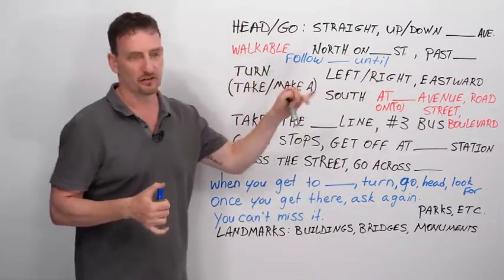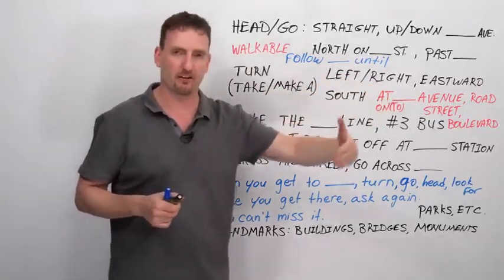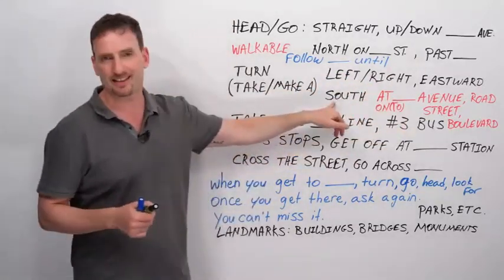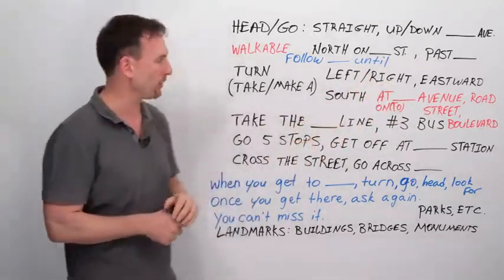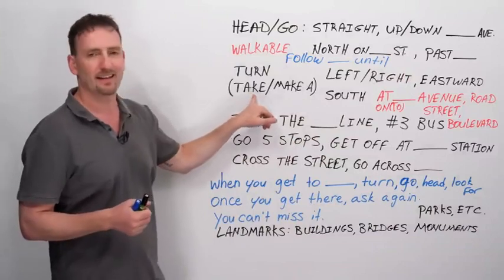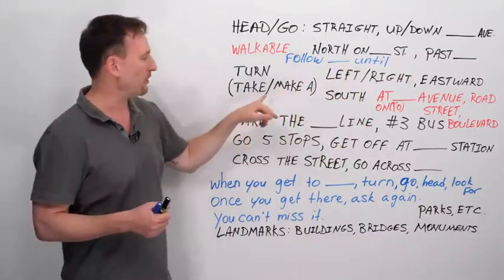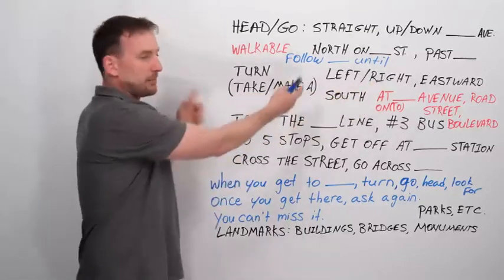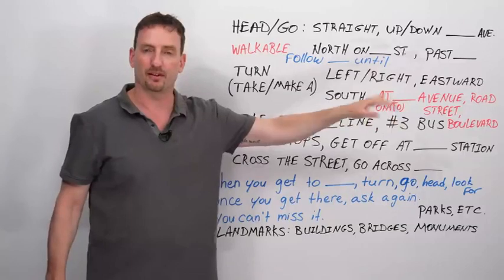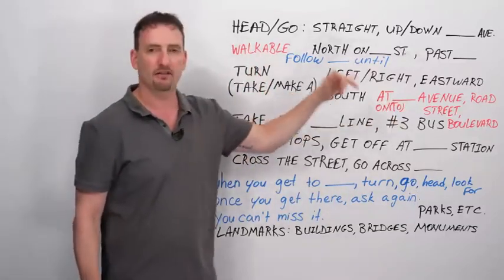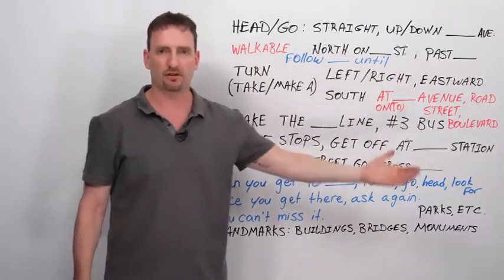Then there's turn. You can turn left, turn right, turn eastward, means in the direction of east. Turn south. You can say south or southward, east or eastward, both okay. Now you can also say take a right, make a left. These are only for left and right. That's why I put them in brackets. You can't say take south, take eastward. That doesn't work. Take a right basically means turn right. Make a left basically means turn left.